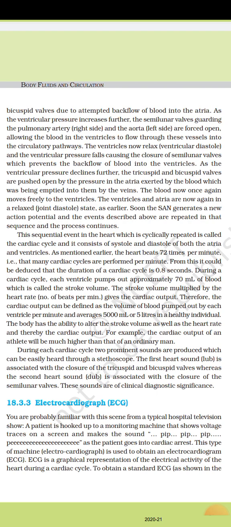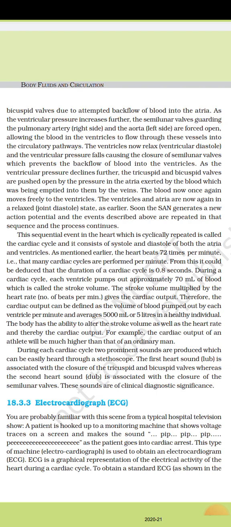During cardiac cycle, each ventricle pumps out approximately 70 ml of blood, which is called stroke volume. The stroke volume multiplied by the heart rate (number of beats per minute) gives the cardiac output. Therefore, the cardiac output can be defined as the volume of blood pumped out by each ventricle per minute and averages 5000 ml or 5 liters in a healthy individual. The body has the ability to alter the stroke volume as well as heart rate and thereby the cardiac output. For example, the cardiac output of an athlete will be much higher than that of an ordinary man.